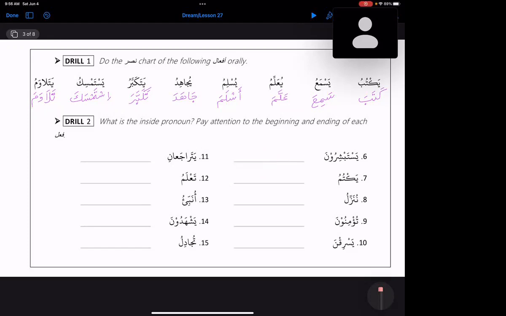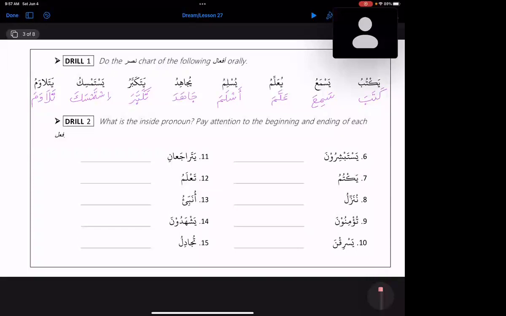Huwa yuslimu. Huma yuslimani. Hum yuslimuna. Hiya tuslimu. Huma tuslimani. Hunna yuslimna. Very good. Anta tuslimu. Antuma tuslimani. Antum tuslimuna. Anti tuslimina. Antuma tuslimani, antunna tuslimna. Beautiful. Ana uslimu, nahnu nuslimu. Perfect. Love it, okay? Beautiful.